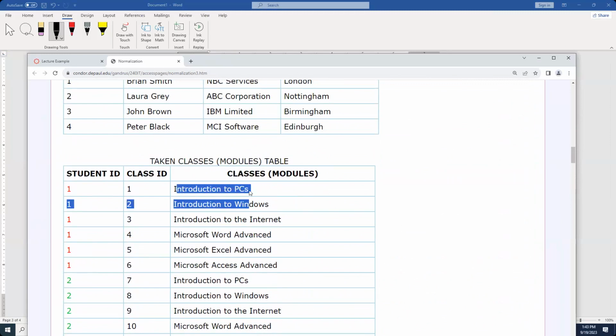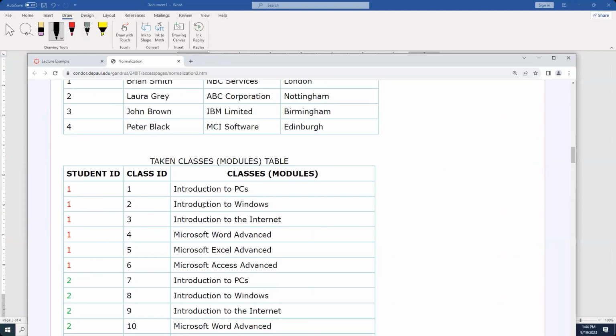Is the title of the class dependent on the student? No, it isn't. If I take the course, the title of the course stays the same as if you take the course. So this only depends on part of the primary key. So that's a problem. So what do you think we're going to do?